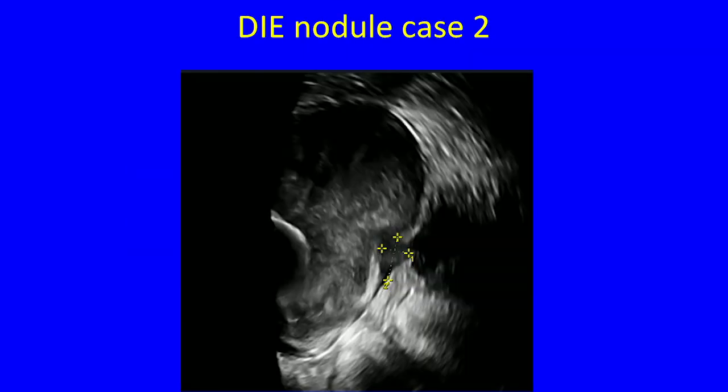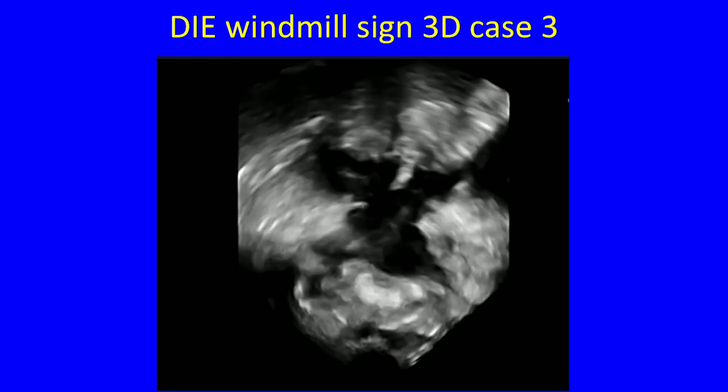On 3D, this is a different case. There's a nodule of DIE at the level of the torus. So this is cervix, internal os, and at the back of the internal os is where the uterosacral ligaments insert, and that's called the torus, and that's where you will virtually always find your endometriosis. And occasionally on 3D, it looks like a windmill.